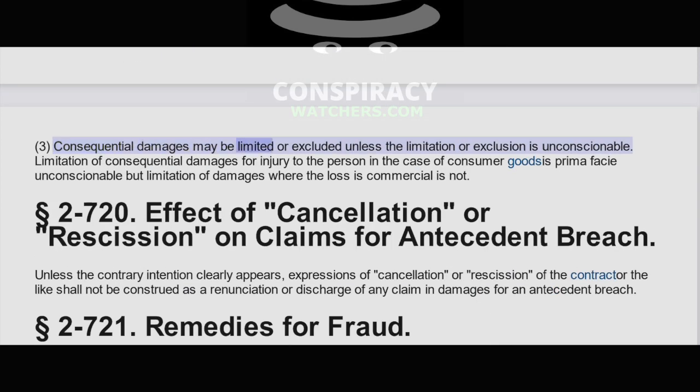Consequential damages may be limited or excluded unless the limitation or exclusion is unconscionable.